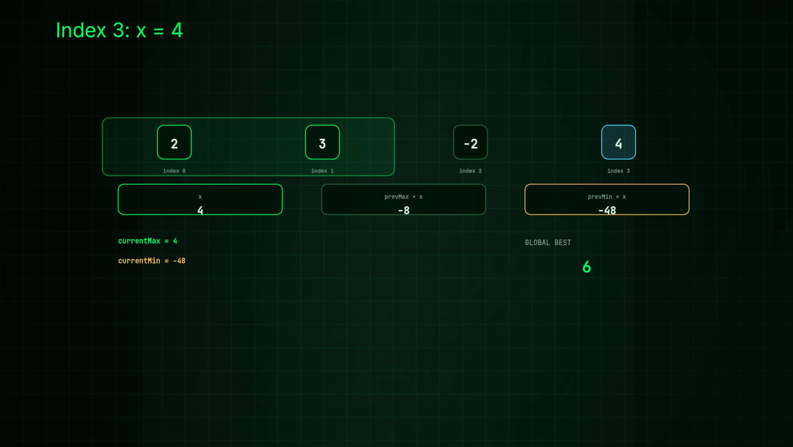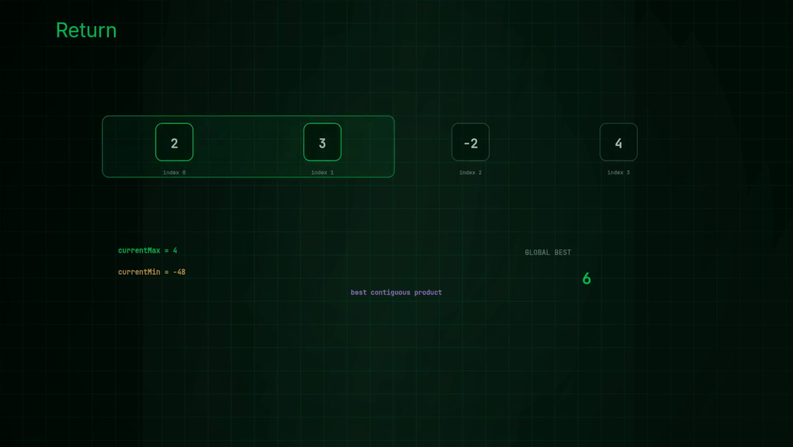At index 3, the current value is 4. Start with the previous maximum minus 2 and previous minimum minus 12. The 3 candidates are 4 by itself, minus 2 times 4, which is minus 8, and minus 12 times 4, which is minus 48. Choose 4 as the new maximum ending here and minus 48 as the new minimum ending here. The global best remains 6.